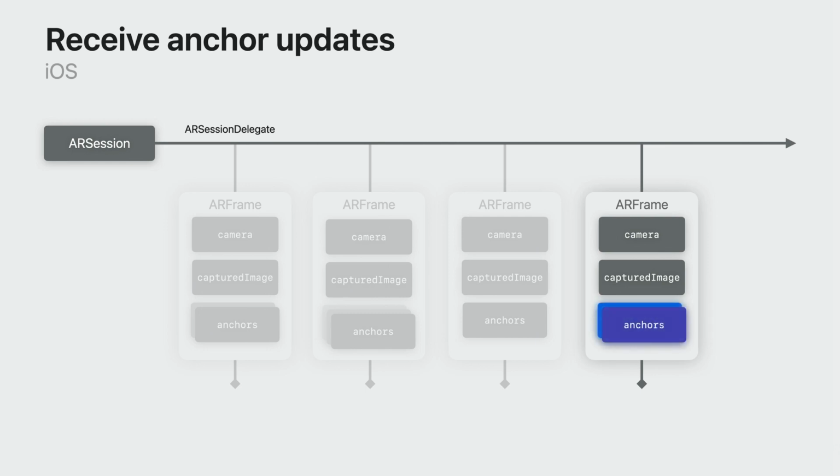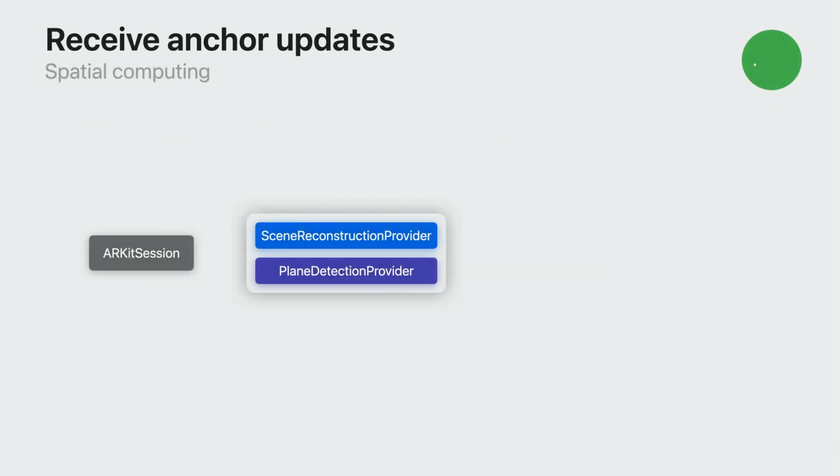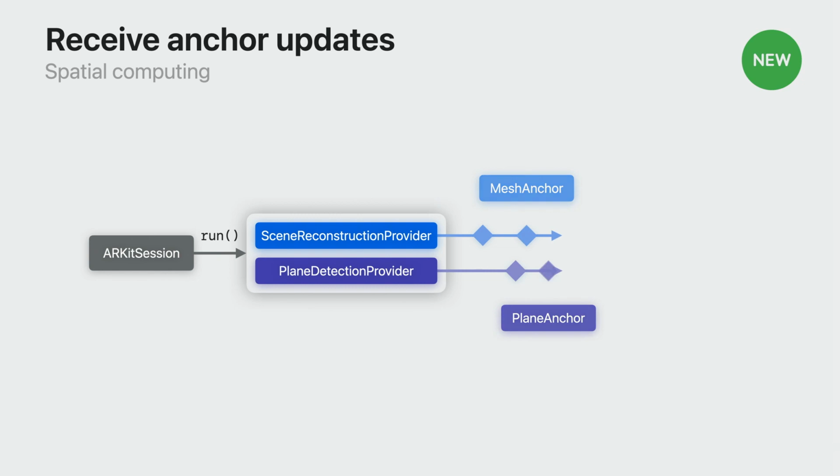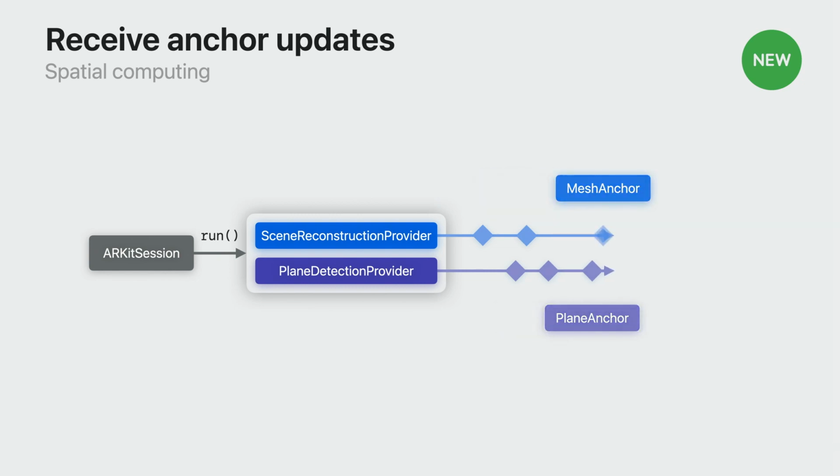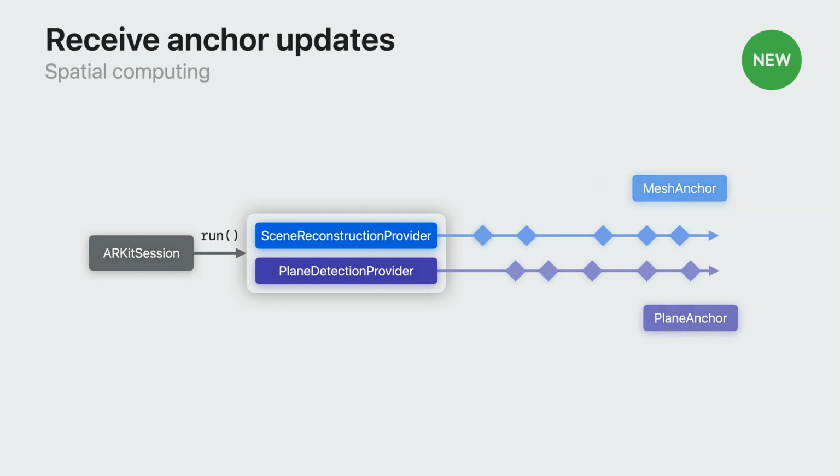Mesh and plane anchors are delivered as base anchors, and it's up to you to disambiguate them to figure out which is which. On our new platform, it is the data providers that deliver anchor updates. Here are the providers we previously configured. Once you run an ARKit session, each provider will immediately begin asynchronously publishing anchor updates. The scene reconstruction provider gives mesh anchors, and the plane detection provider gives us plane anchors. No disambiguation is necessary.